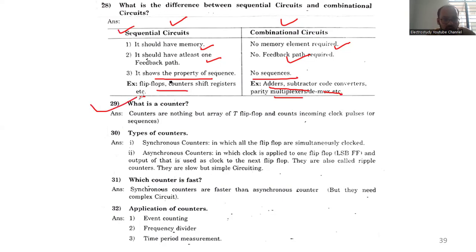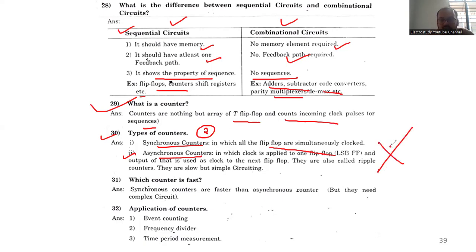Let me know what is a counter. Counters are nothing but an array of T flip-flops that count incoming clock pulses in sequence. That is called a counter. What are the types of counters? Counters are divided into two types: synchronous counter and asynchronous counter. In a synchronous counter, flip-flops are simultaneously clocked; there is a common clock. But in an asynchronous counter, the clock is different for each flip-flop. That is the difference between synchronous and asynchronous counters.